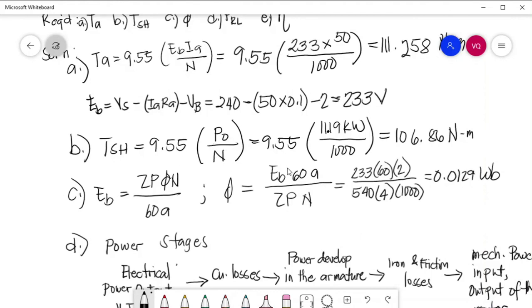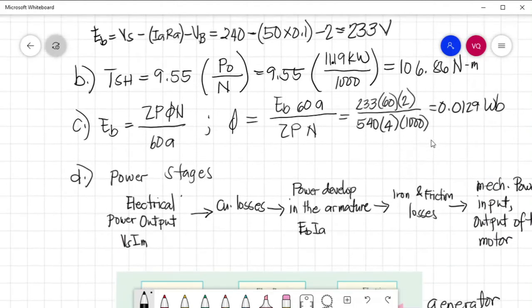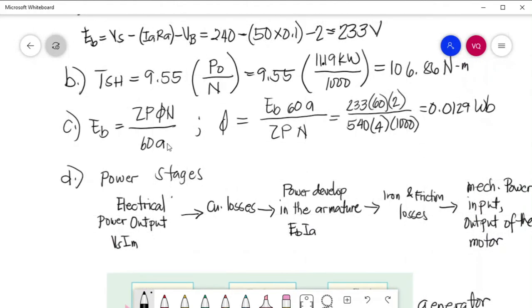For the useful torque, or the shaft torque or output torque, 9.55 times output power divided by the speed. So 9.55 times 11.19 kilowatts divided by 1000, that is 106.86 Newton meter. Solving for the useful flux, from our formula, Eb is equal to ZΦPN divided by 60A. So flux per pole is equal to 0.0129 Weber.